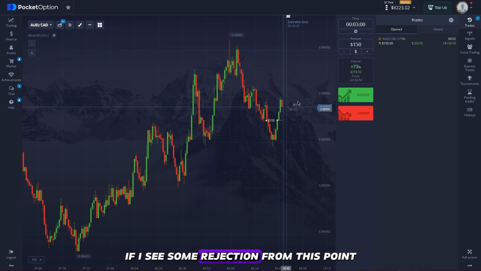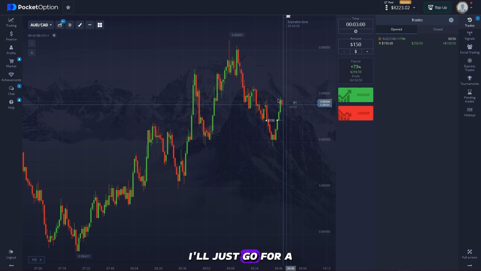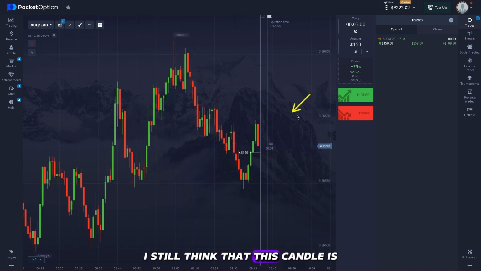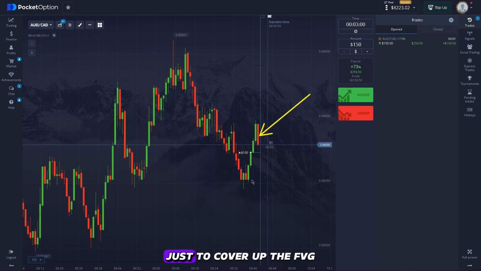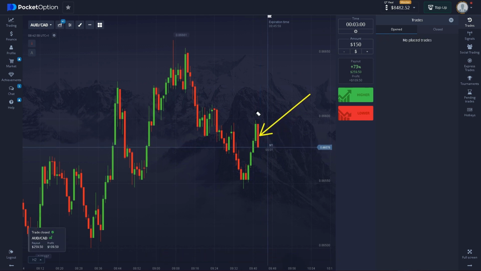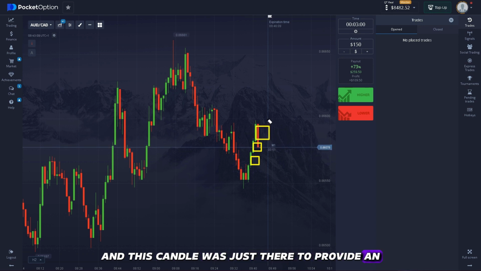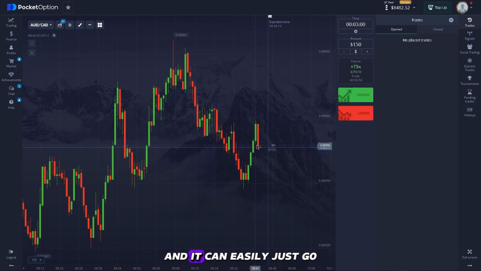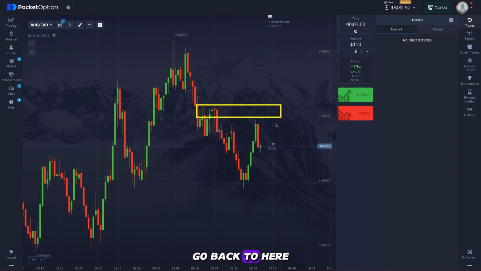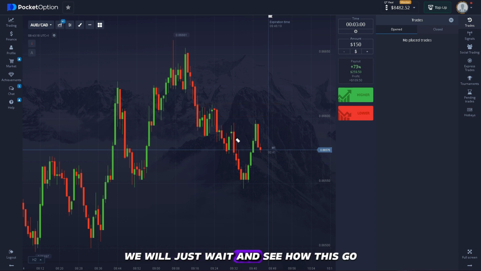If I see some rejection from this point, I'll just go for a down direction trade. I still think that this candle is just to cover up the FVGs, because as you guys can see, there are a lot of FVGs in here, and this candle was just there to provide efficient pricing in the market, and it can easily just go back till here, and then it can reverse from that point. So we will just wait and see how it goes.